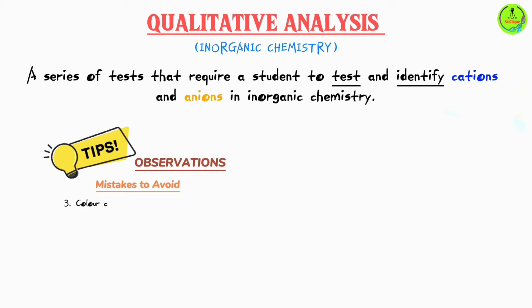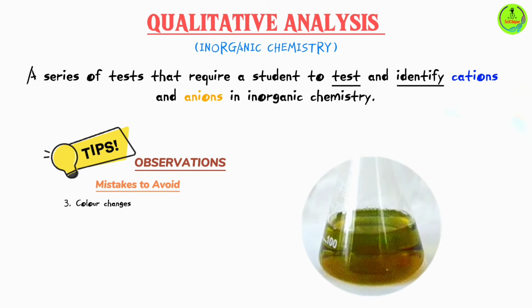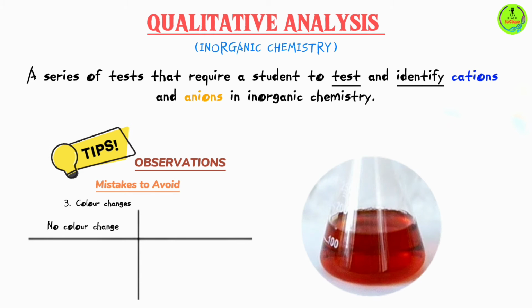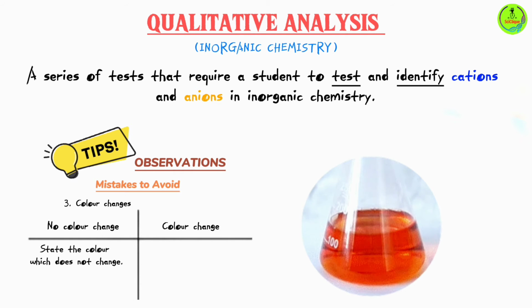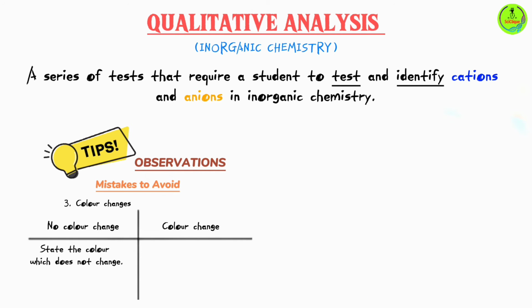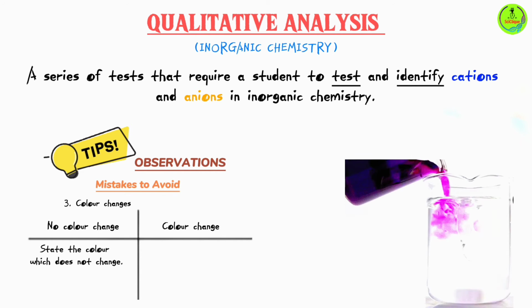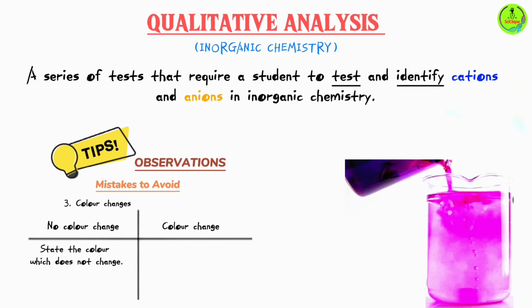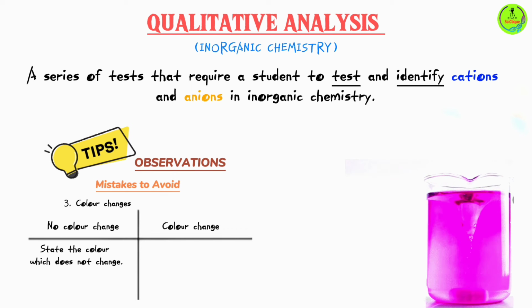Another point of note has to do with color changes. When you have changes in color, actually, you may either have changes in color or not. So, if you don't have a color change happening, you're supposed to state the specific color that has not changed. Giving an example, let's say you're using acidified potassium manganate 7, which is purple in color. If the purple color persists and does not change, how are you supposed to write your observation? You're supposed to write it as such: purple potassium manganate 7 color persists.